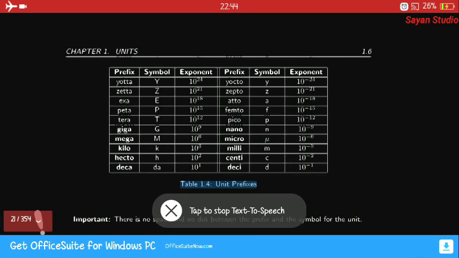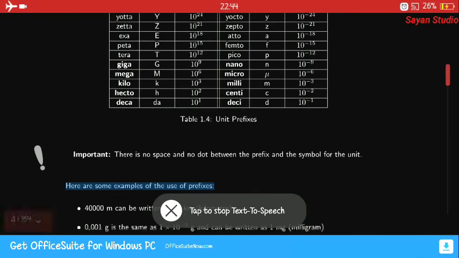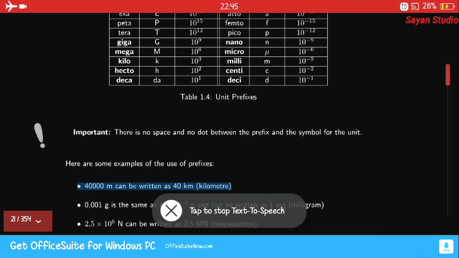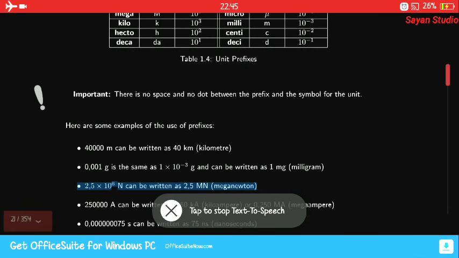Table 1.4 Unit prefixes. Important, there is no space and no dot between the prefix and the symbol for the unit. Here are some examples of the use of prefixes. 40,000 meters can be written as 40 kilometers. 0.001 g is the same as 1 × 10^-3 grams and can be written as 1 milligram. 2.5 × 10^6 N can be written as 2.5 meganewtons.